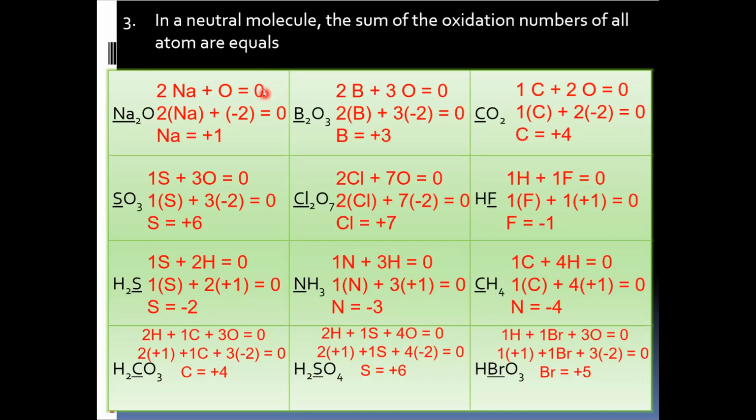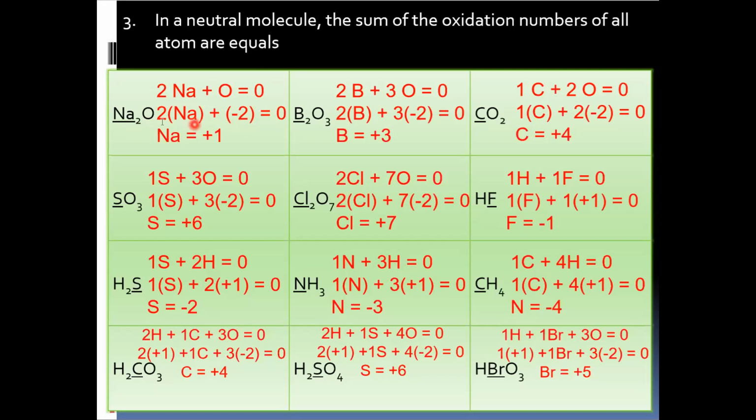1 plus oxygen will be equal to 0. Because I already said in a neutral atom, the sum of the oxidation numbers are always equal, and they are equal to what? 0. Now, so this is 2 sodium plus, I don't know what the oxidation state of sodium is. So that's what I want to find out. Plus, I know the oxidation state of oxygen is always -2. Okay, so this is -2 equals 0.